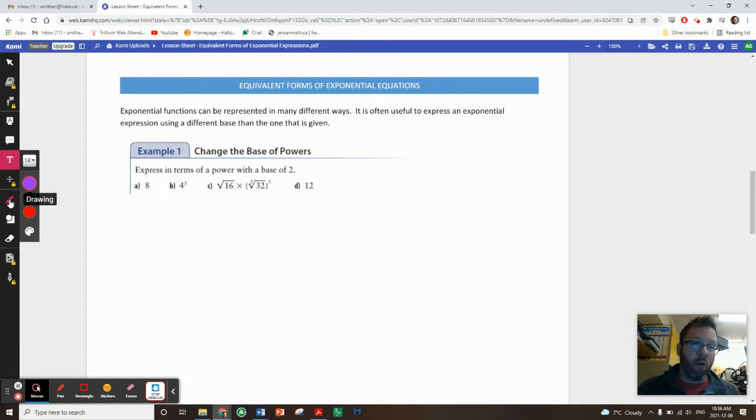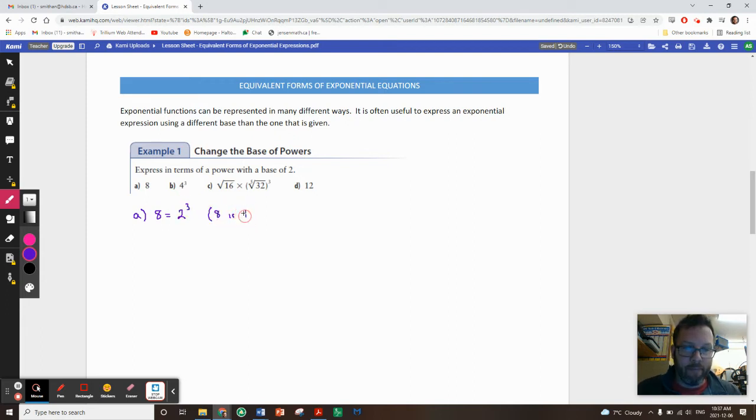A really doesn't require any work. Hopefully you know your powers of 2. 8 is just 2 cubed. Eight is the third power of 2. In a similar way, you might be able to reason out B, because 4 cubed is 64, and you might be able to figure that out as a power of 2.